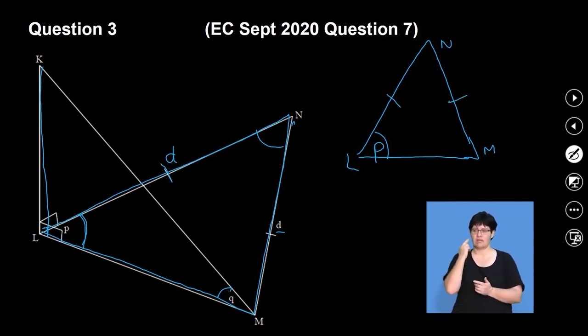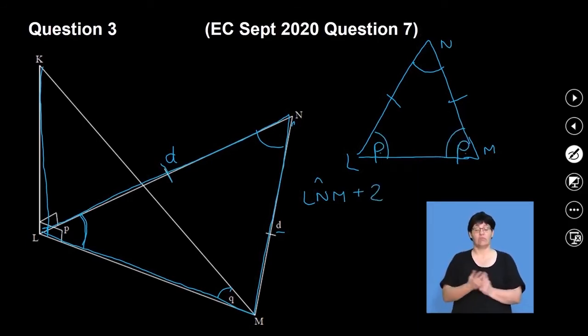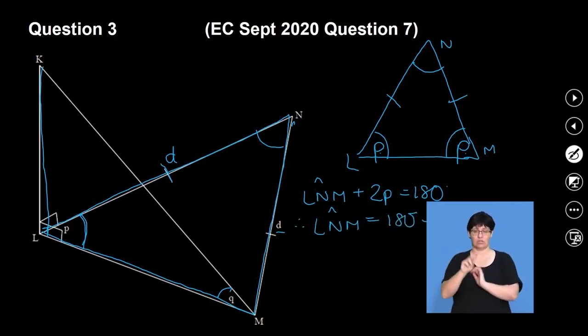So effectively, we're working in an isosceles triangle. Because it's isosceles, we know that this angle is also equal to P degrees. And the angle that we're trying to find the size of is that angle over there. So we know that the three angles together, so angle LNM, which is the angle we're trying to find, plus this P, plus another P, so plus 2P, is equal to 180 degrees. And that is because the sum of the angles in a triangle is always 180 degrees. So therefore, LNM is equal to 180 degrees minus 2P. Okay, so not too bad.